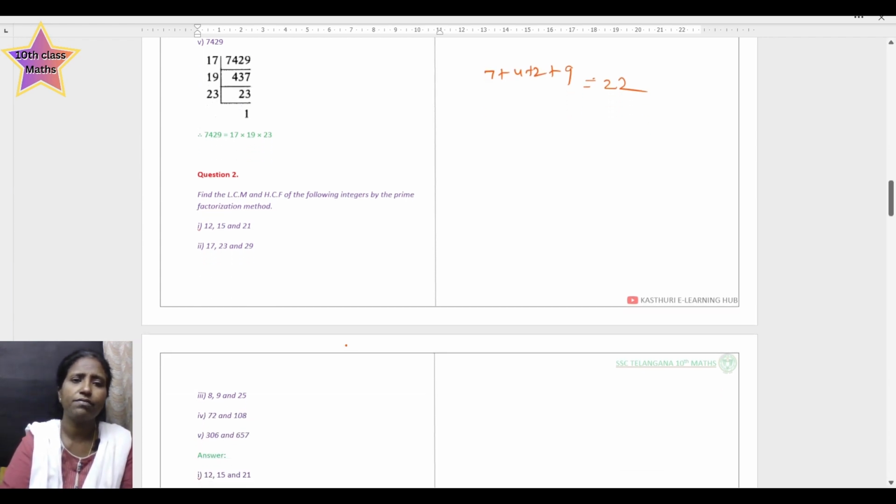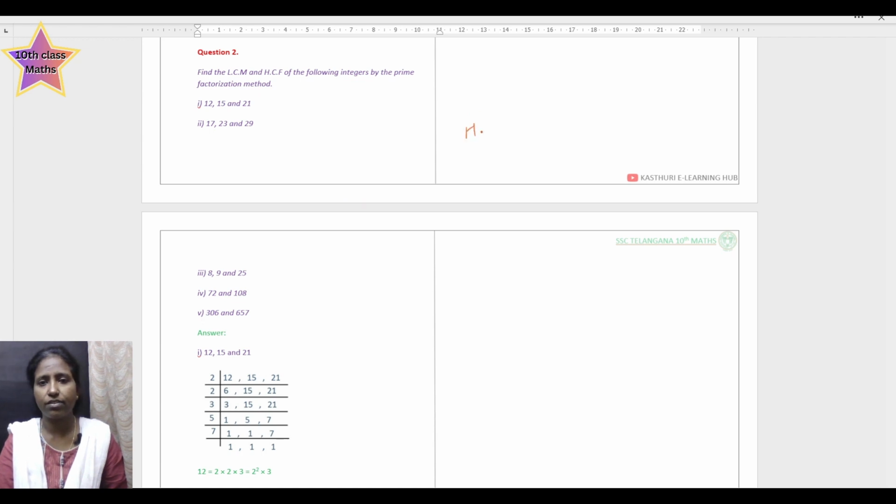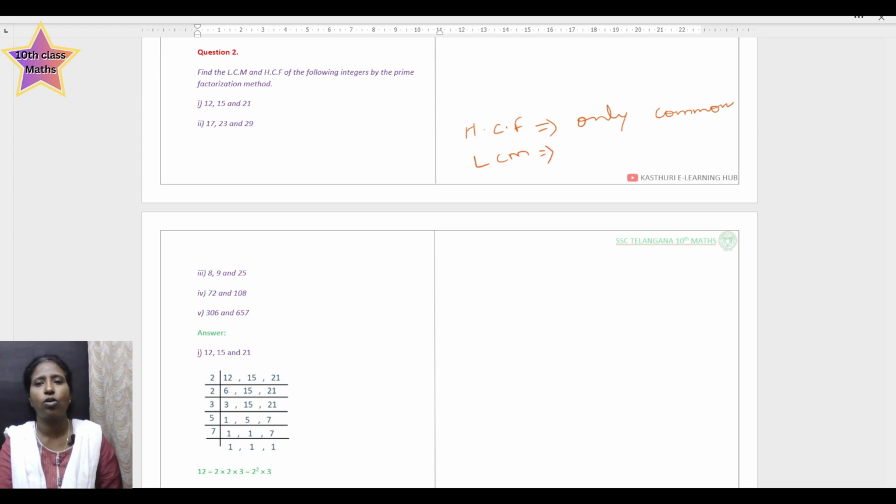Okay. We move on to the next question. Find the LCM and HCF of the following integers by prime factorization method. For the HCF, we will write only the common factors. For LCM, first we take the common ones, then whatever is remaining, that also we multiply. That is the LCM. That is the difference between HCF and LCM.